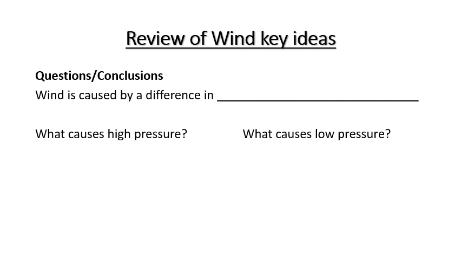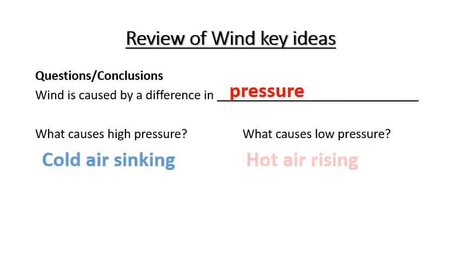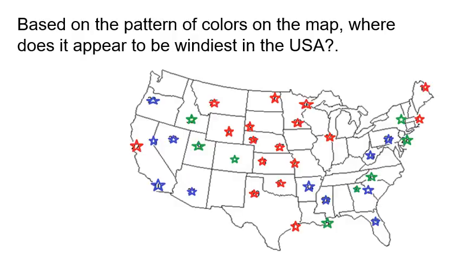First of all, some key wind ideas. Wind is caused by a difference in pressure. Well, how do you get different pressures? What causes higher pressure? That's cold air sinking. What causes low pressure? Hot air rising. So here's our map, and you have something sort of similar to this.